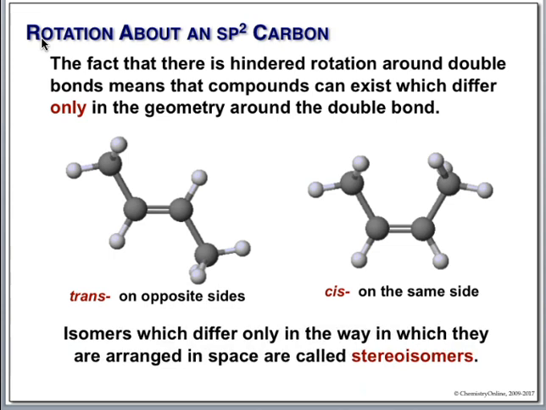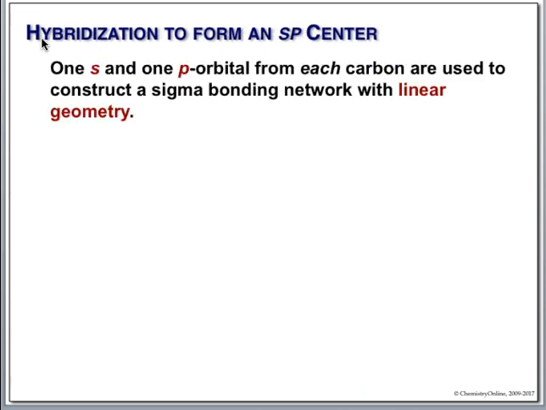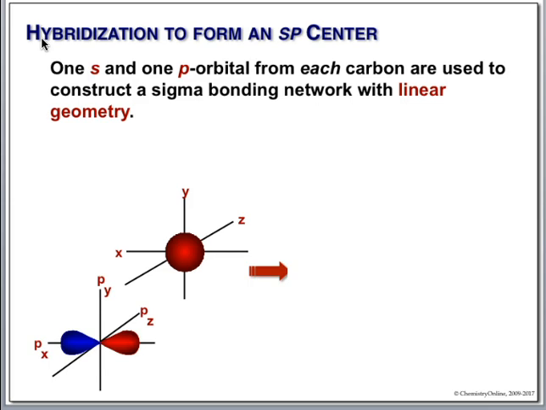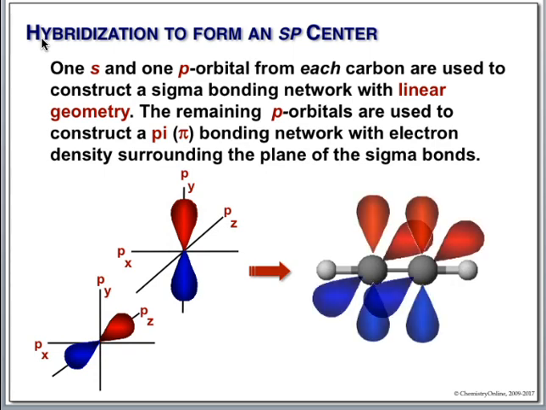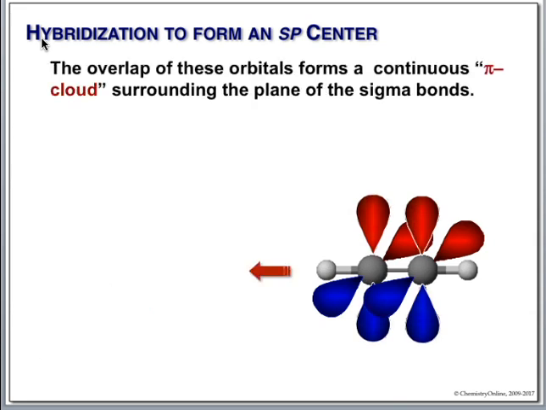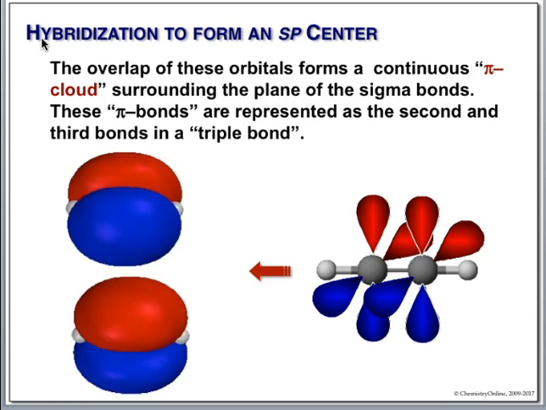How about a triple bond? Triple bond. We're going to call this sp. So we're only going to use the s and one of the p's. That gives us two bonds to work with. So it's linear, 180. But we have two p's left over. We have two p's on each of the carbons. They look like that. They kind of overlap, and you make a double hot dog bun. This side and this side.